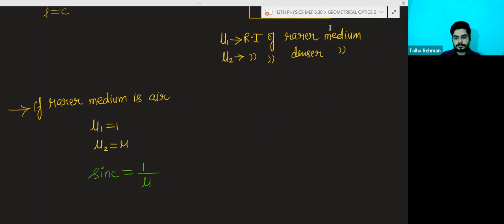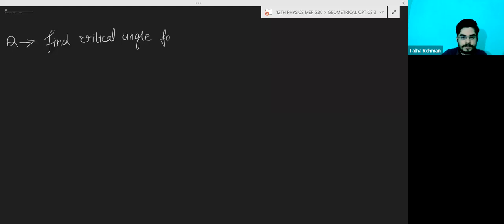Now one question on this. Question is find critical angle for air, refractive index is equal to 1, and glass, refractive index is equal to 1.5, interface.